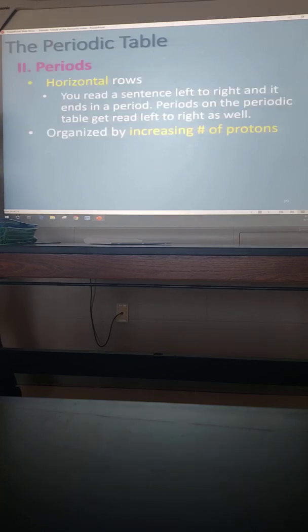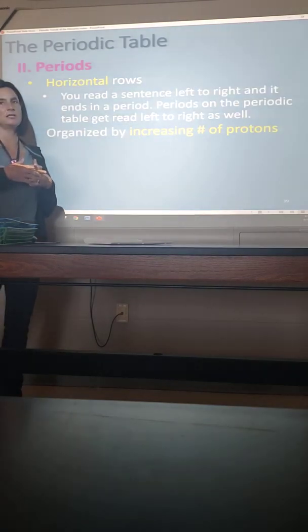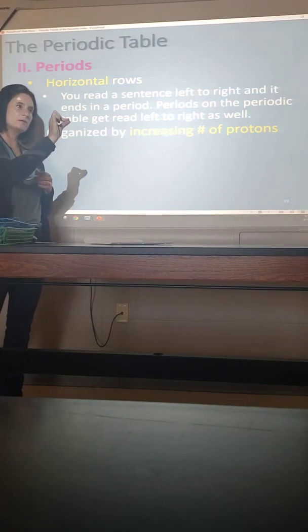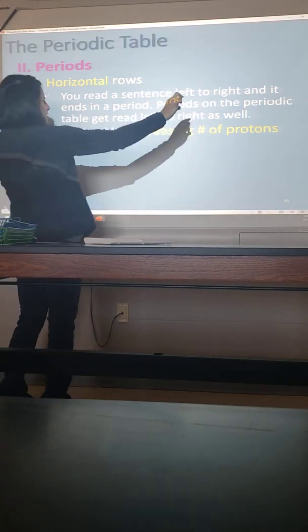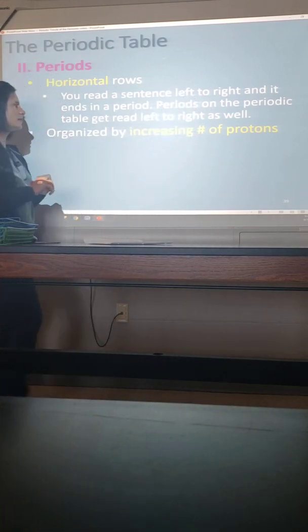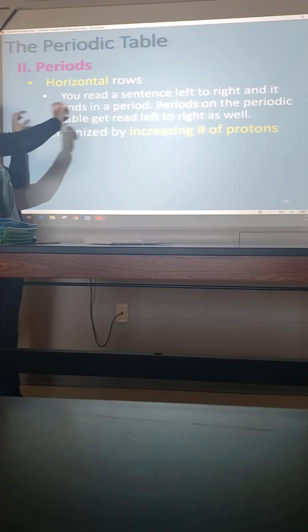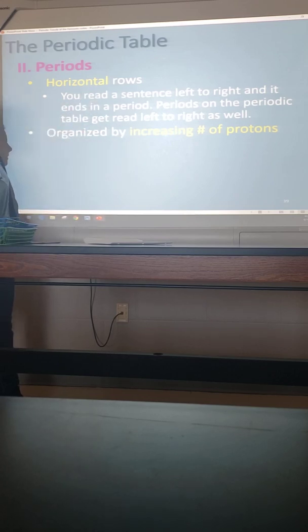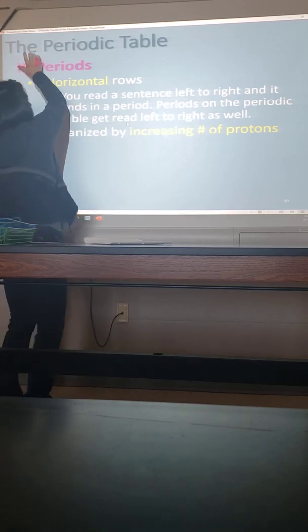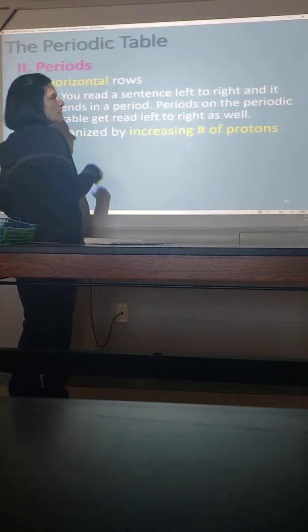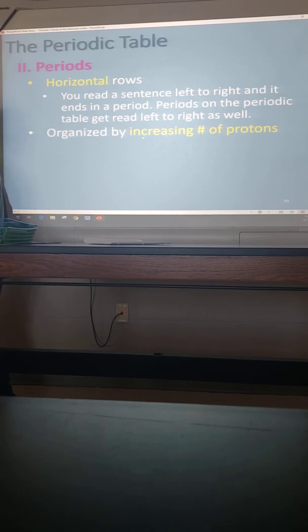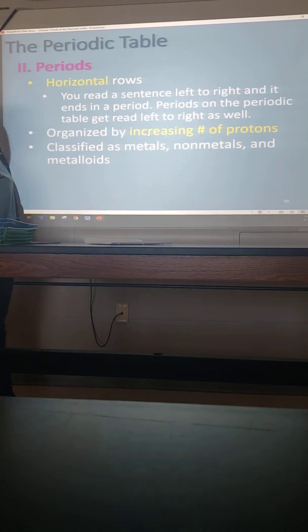Okay, and then we have the periods. These are the horizontal rows. Think of reading a sentence left to right. It ends in a period, right? And so you're reading horizontally or left to right. And so the periods are the ones that are going left to right. They're organized by increasing number of protons. So as I go hydrogen 1, helium 2, lithium 3, right? You keep adding protons as you go across and then drop down. We classify these not by electrons, but by characteristics. So there are some that have metal characteristics, some that have non-metal characteristics, and some that have characteristics of both, which are called metalloids.